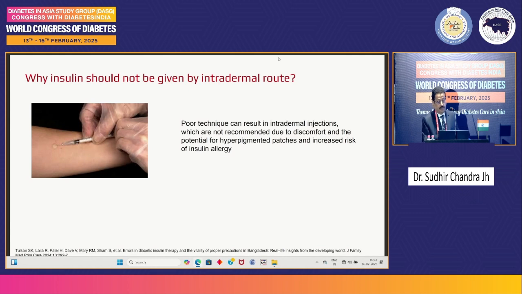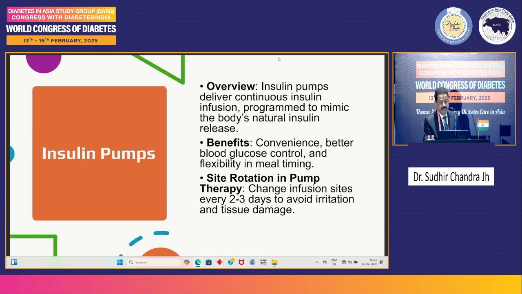Why insulin should not be given by the intradermal route, you may ask. Poor technique results in intradermal injections, which are not recommended at all due to discomfort, potential for hyperpigmented patches and an increased risk of insulin allergy.